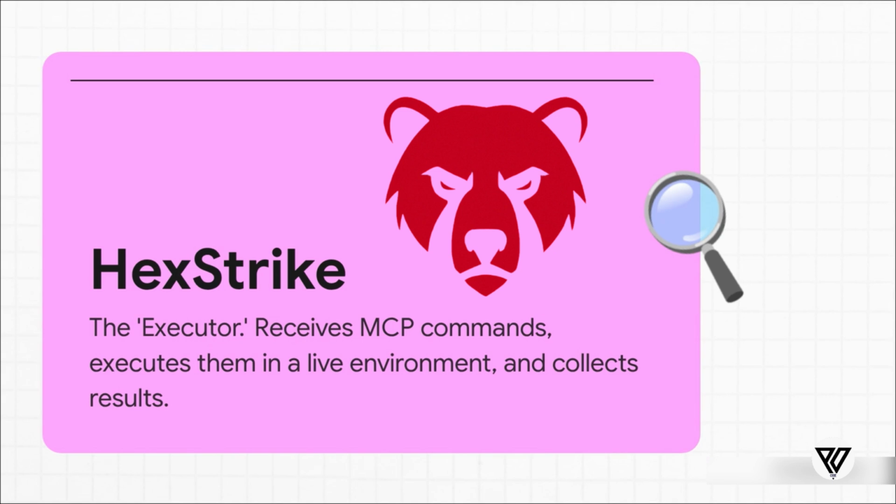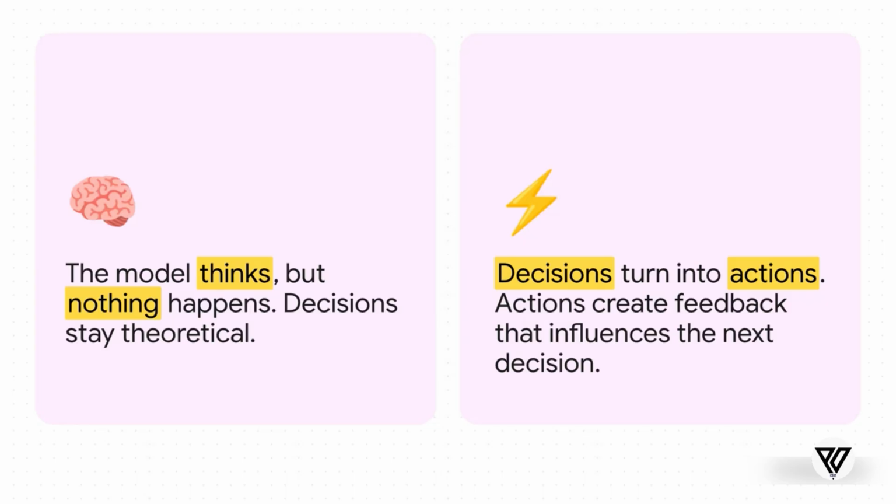And that command gets sent to our third piece, HexStrike. This is the executor. These are the hands of the operation. HexStrike takes that clear instruction from MCP and actually carries it out in a live environment. Then, and this is so important, it gathers the results of that action. What happened, what worked, what failed, and it reports that intelligence right back. This distinction is everything. Without an executor like HexStrike, the LLM is just a brilliant strategist trapped in an ivory tower. All its plans are purely theoretical. But with HexStrike, those plans hit the real world. They become actions, and those actions generate feedback. That feedback loop, well, that's the engine of true learning and adaptation.